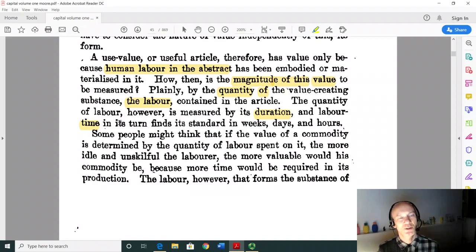So we have commodity, we have use and exchange value, then we have value as the substance of that exchange value, and then when we look at the magnitude or the quantity of that value substance, we are directed towards the concept of labor, and the measurement for labor is time. That's where we are arriving at.